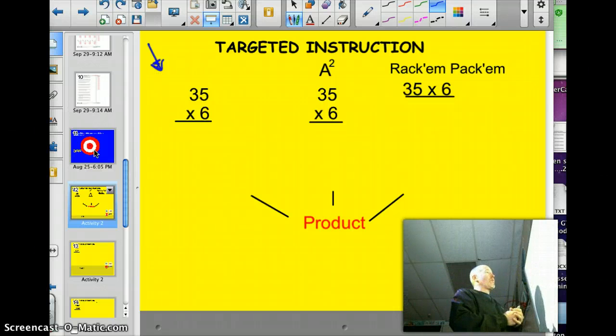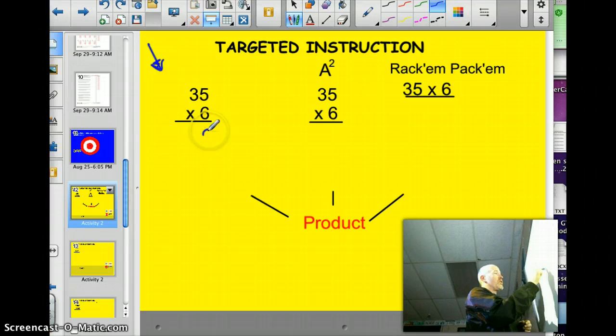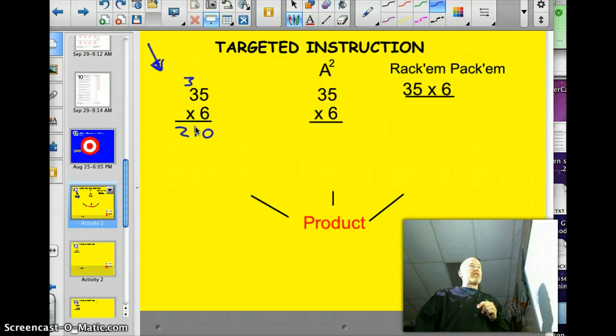This is the standard algorithm. You take the bottom number, 6 times 5 is 30. I'm going to put a 0 down and your 30 goes up. 6 times 3 is 18, plus that 3 is 21, giving you a total of 210 as your product.